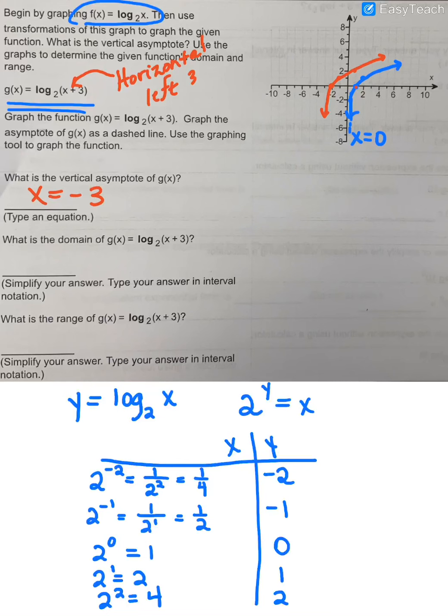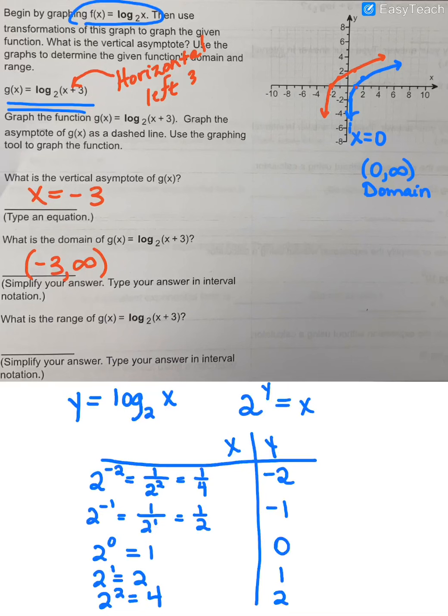Okay, so the original domain on my graph, we would have said was from 0 to infinity, since it starts close to 0 and goes all the way to the right. So that's my original domain. Now by shifting the graph 3 to the left, that domain now starts at negative 3 and goes to infinity. So it does not touch the negative 3.